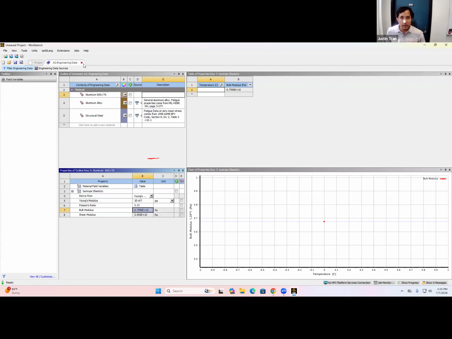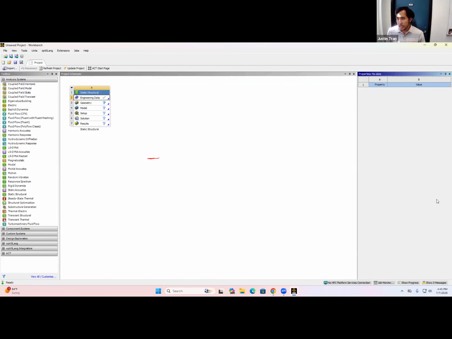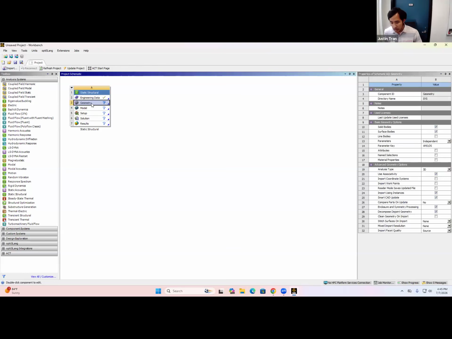So let's go ahead and exit out of this. To return back to our project workspace, we're going to exit this tab. The tab for engineering data is up here, and so we're just going to click on this X up here. That's going to bring us back to this menu up here. Okay, so now let's deal with the geometry.